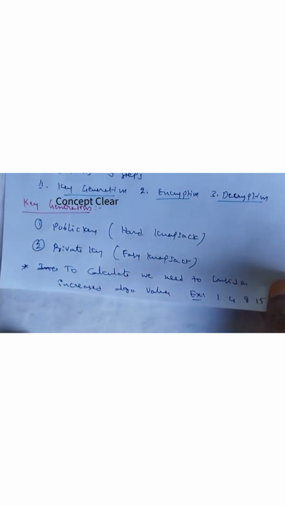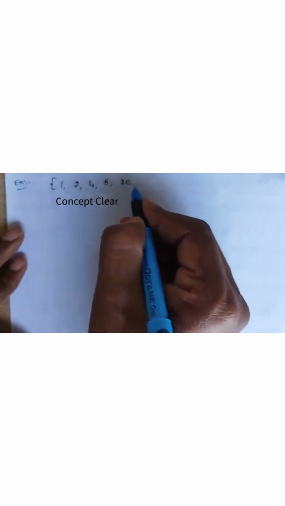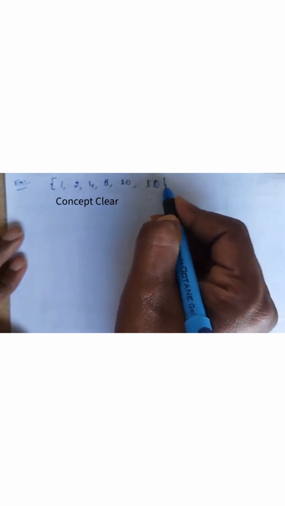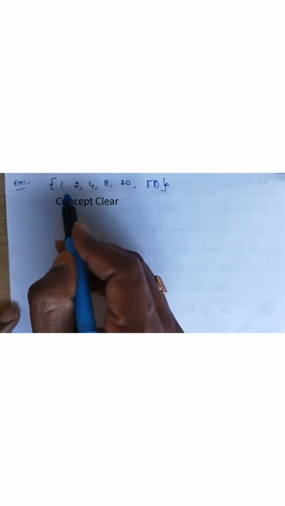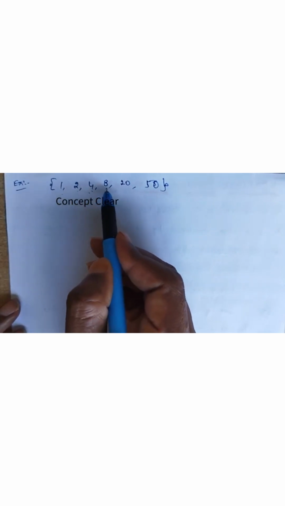We have to take values like this. See here in the example, I am taking the increasing order values 1, 2, 4, 8, 20, 15, 50. How are these values chosen? The first value is 1, the second value is 2. 1 plus 2 is 3, so the next value must be more than 3, so we take 4. Next, 1 plus 2 plus 4 is 7, so the next value is 8.